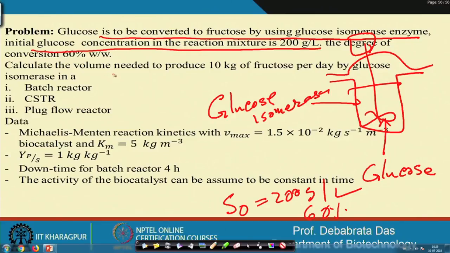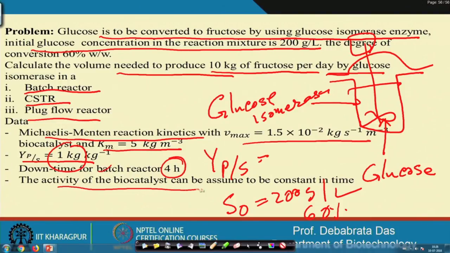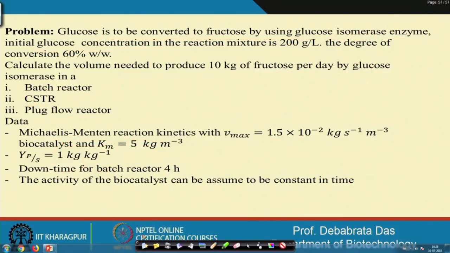So what you have to do is produce 10 kg of fructose per day from glucose by using glucose isomerase. So what should be the volume of the reactor in the batch process, CSTR and plug flow reactor, and the kinetic constants are given. Vmax is this much, and Km value is this much. The yield coefficient Y P by S means grams of product formation per gram of substrate consumed. This is 1. That means 1 gram of glucose gives 1 gram of fructose, and downtime is considered as 4 hours, and activity of the biocatalyst can be assumed to be constant in time. So these are a couple of assumptions we have made. Let us see how we can solve it.